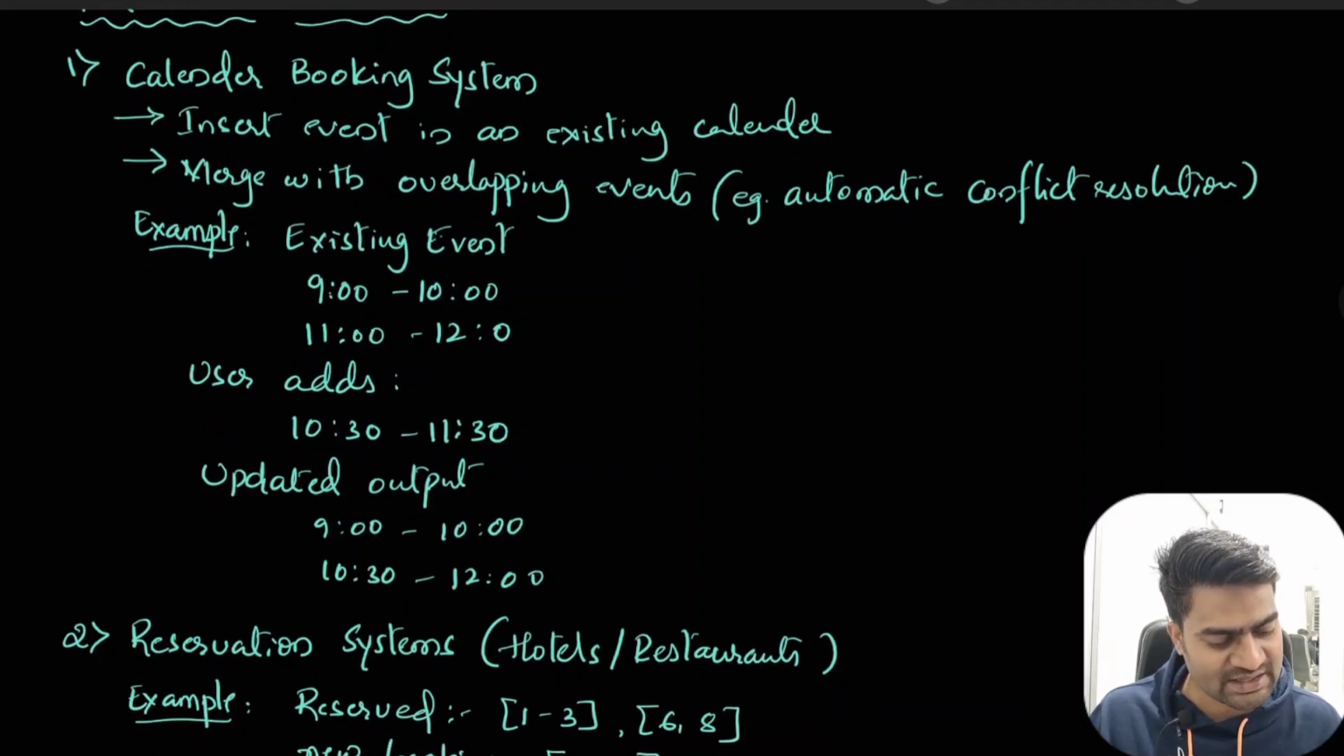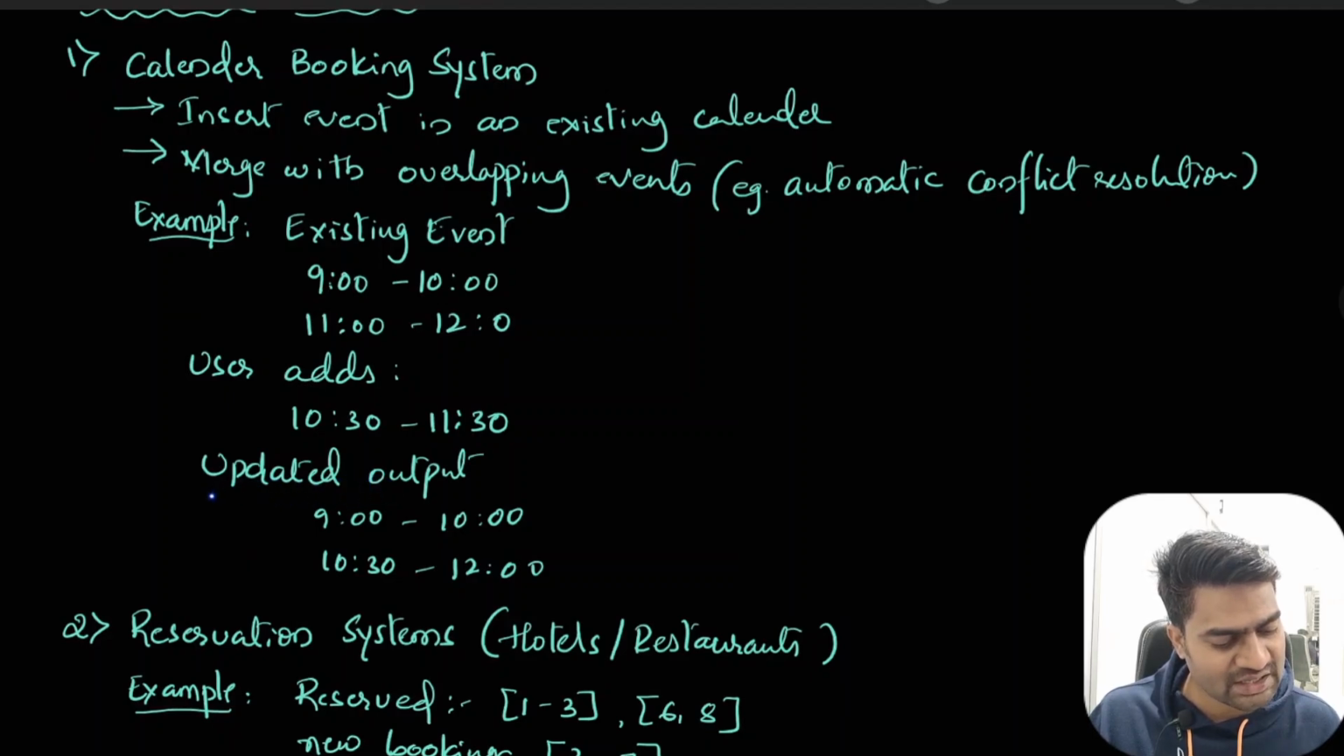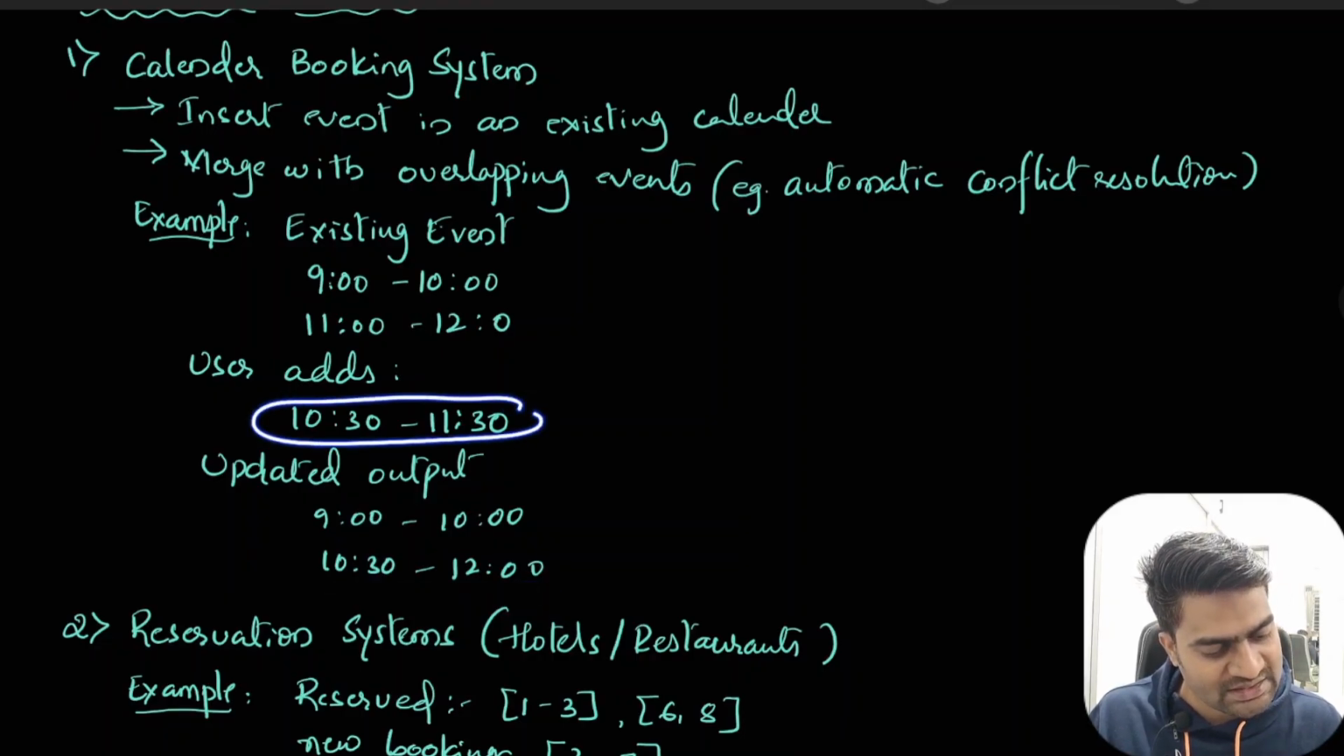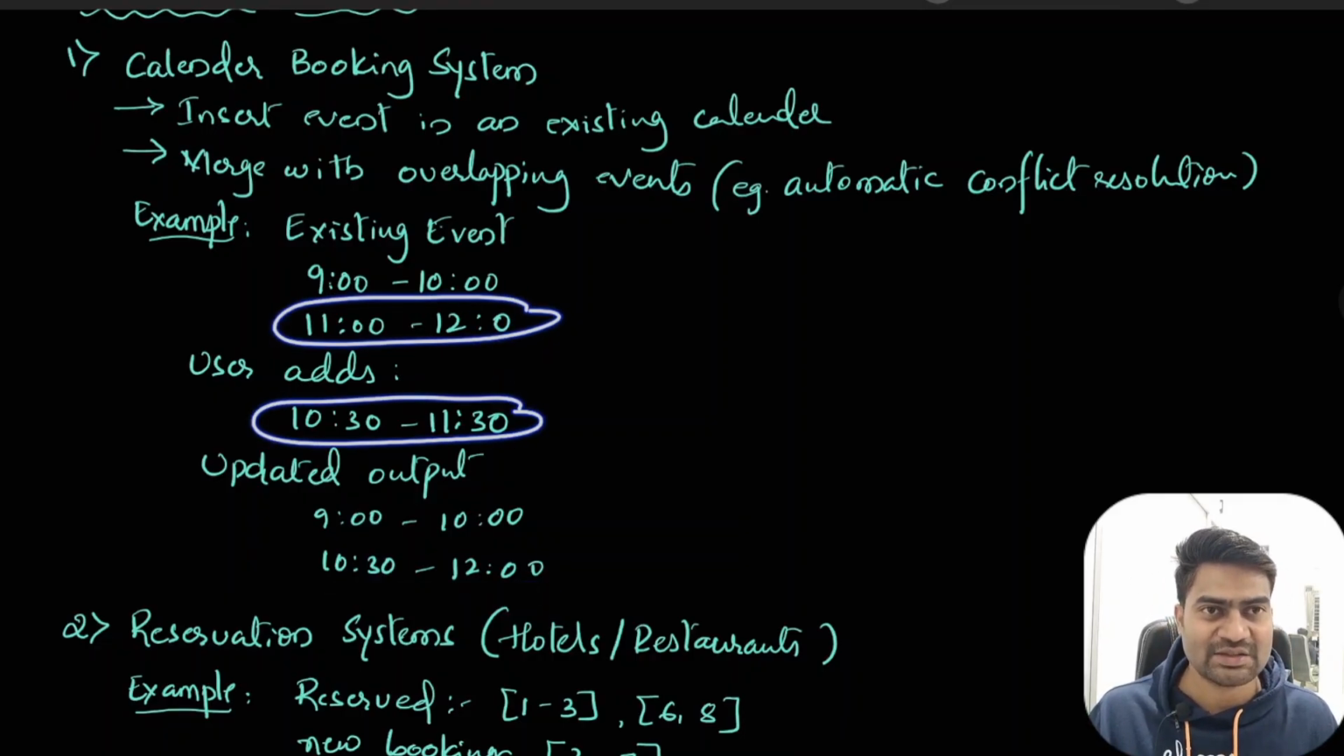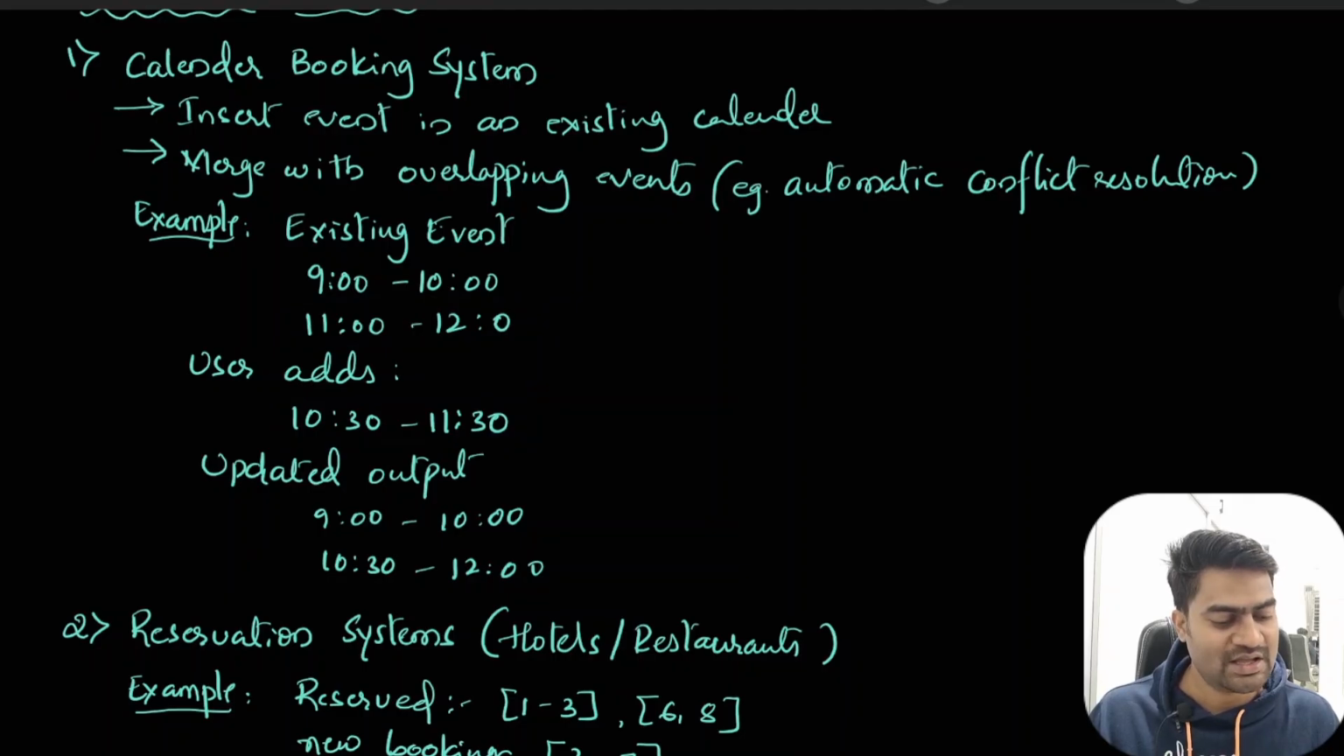So if that is the case, now our updated calendar event will be from 9 to 10 and from 10:30 to 12. Why? Because this is overlapping with this particular interval. So this problem solves such merging or overlapping intervals problem.